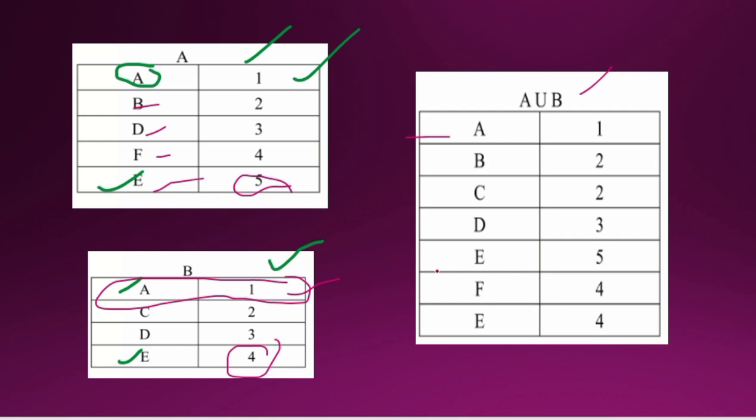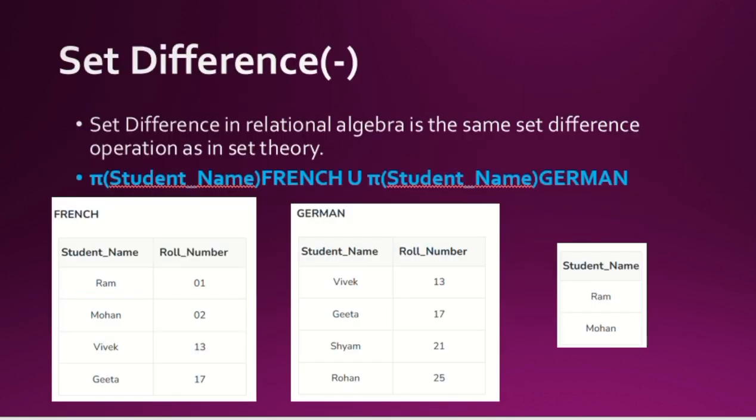That means check here, E is having the 5 here and E is having the 4 here. That means it will only eliminate the duplicate values, which are having the same or similar details; it won't allow them. This is about the union.